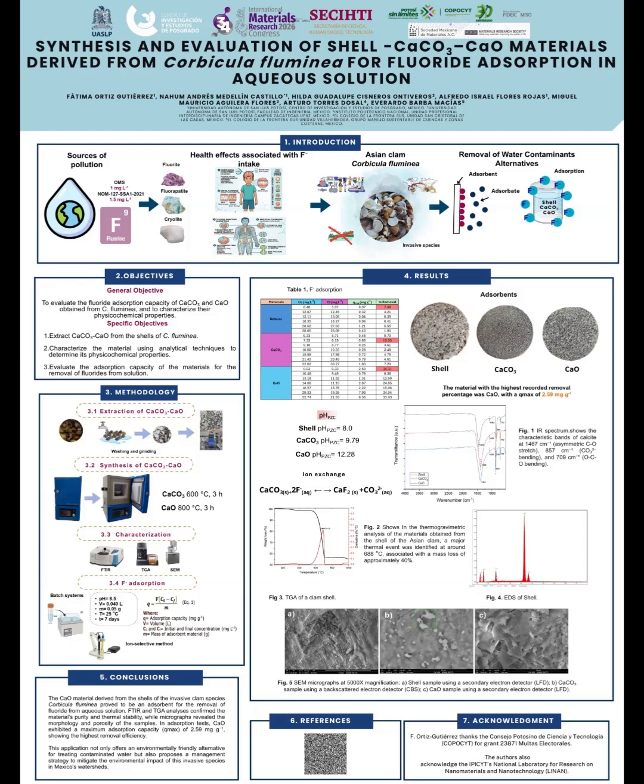Conclusions. The chow obtained from the shells of the invasive clam species Corbicula fluminea proved to be an effective adsorbent for the removal of fluoride from aqueous solutions. FTIR and TGA analyses confirmed the purity and thermal stability of the material, while micrographs revealed the morphology and porosity of the samples. This application not only offers an environmentally friendly alternative for treating contaminated water, but also proposes a management strategy to mitigate the environmental impact of this invasive species in Mexico's watersheds.